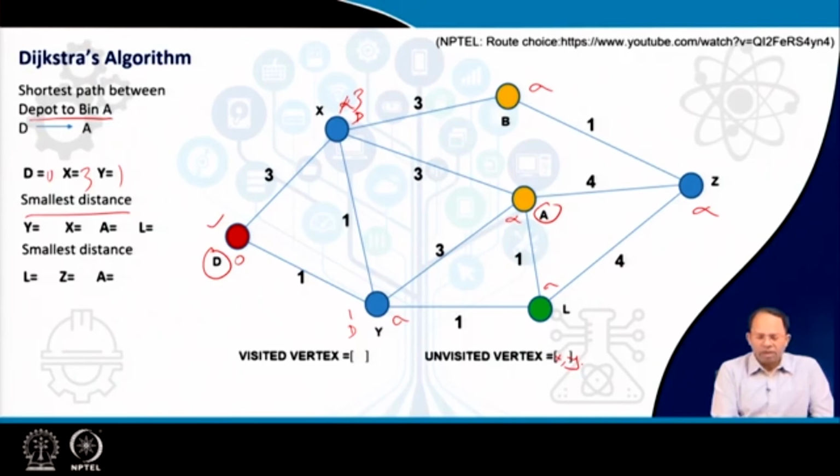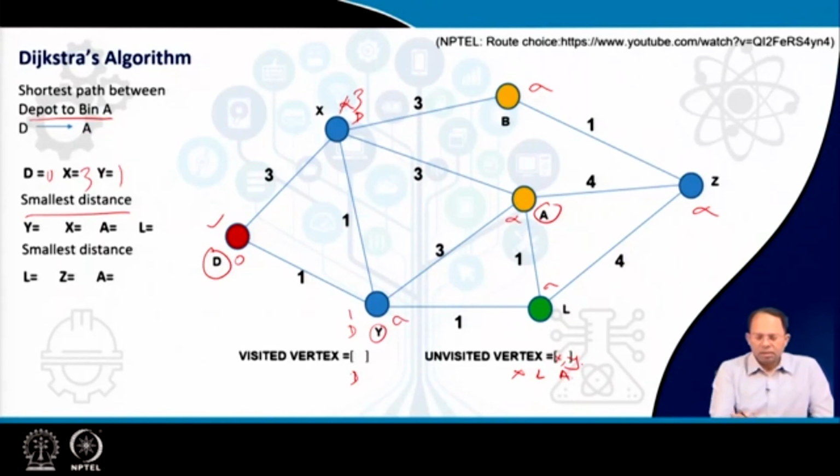From 1, we will now find out which are the unvisited vertices. From Y, we will find which are the unvisited vertices. For Y, the visited vertex is D, and the unvisited are X and also L and also A. So these are all the unvisited vertices.